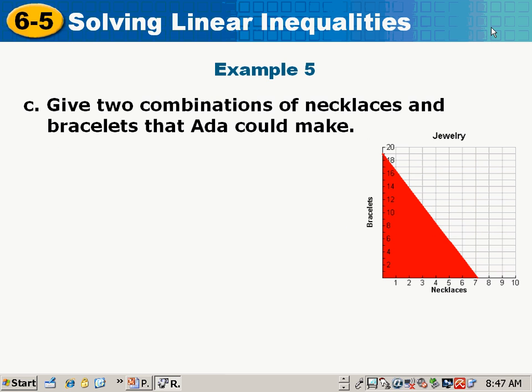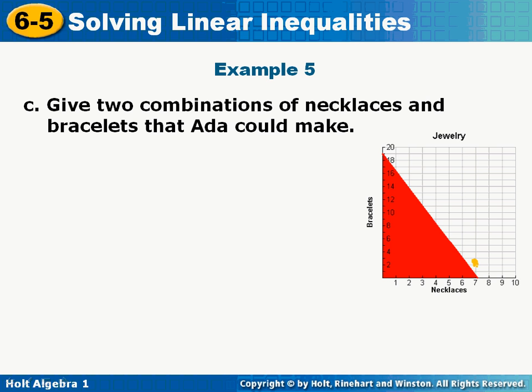This is Jasmine Cockrell. For example 5, get 2 combinations of necklaces and bracelets that Ada can make. Okay, so this shaded part means what? All the possibilities. So you just have to pick any 2 that are in that shaded part. Is (7, 2) in the shaded part? No. So pick 2.